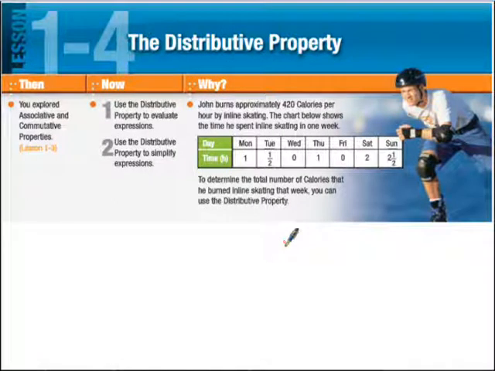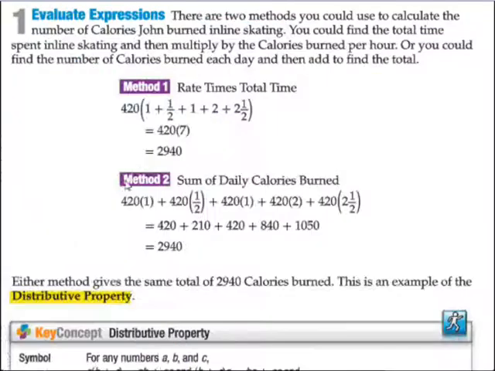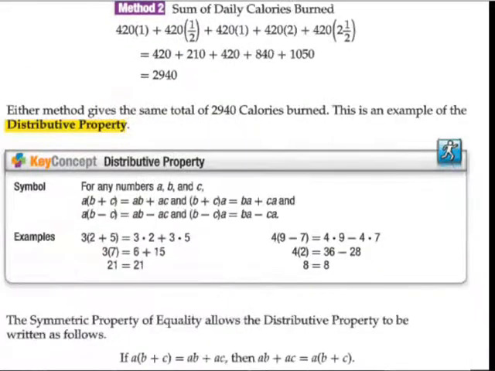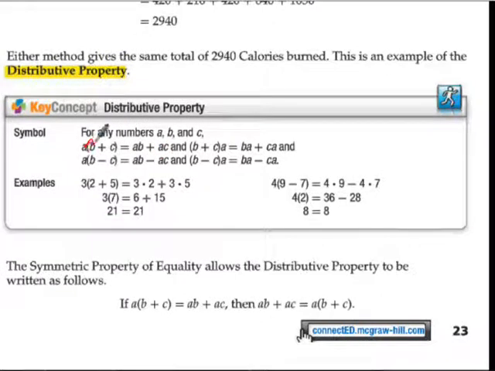1-4, the distributive property. All right, you guys have been working with this before. You have some familiarity. The distributive property allows us to multiply a number outside a group of parentheses to the numbers inside the group of parentheses. It also allows us to go in the opposite direction. We can have that number there first. We can use this all sorts of different ways. The symmetric property allows us to use this as the distributive or that as the distributive property. Okay?